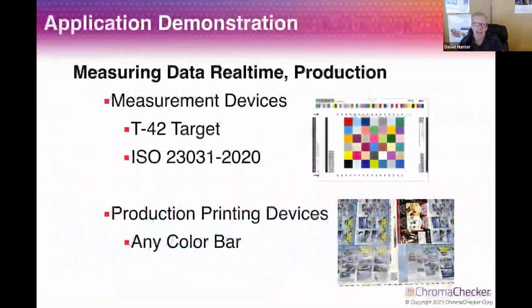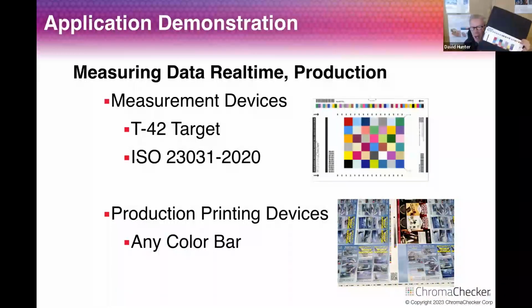So kind of in an application demonstration here, I want to show you how this works. So I'm not going to take the time to actually measure the T42 target, but the concept is you measure the target. And by the way, you can use this target with an IntelliTrax or Techkon SpectroDens, as well as a Barbieri or a Nix or a Spectro One. It literally will work with virtually any measurement device. And you measure this target 3 times in a row, at least 3 times in a row.